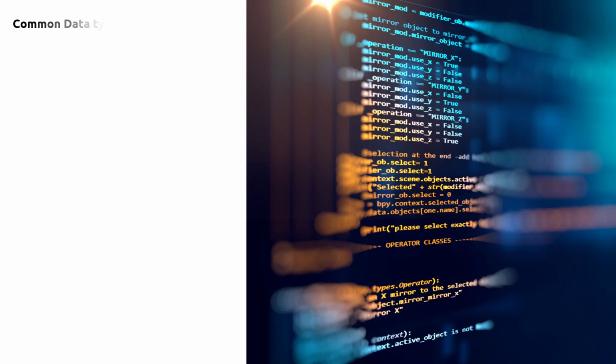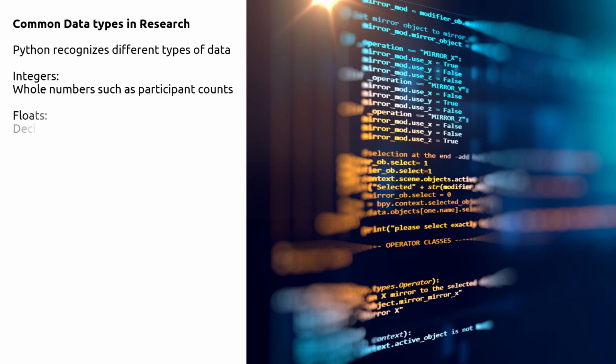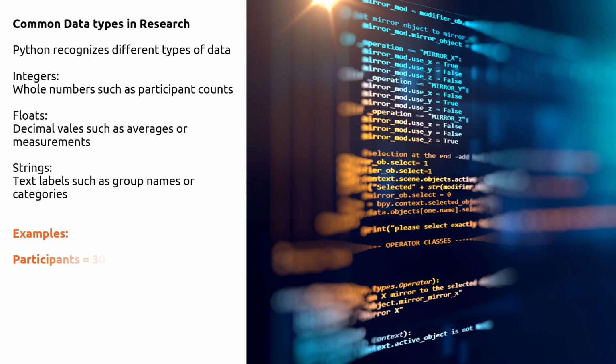Python distinguishes between different kinds of data, known as data types. Whole numbers are stored as integers, decimal values as floats, and text as strings. These distinctions matter because Python treats numbers and text differently when performing calculations.